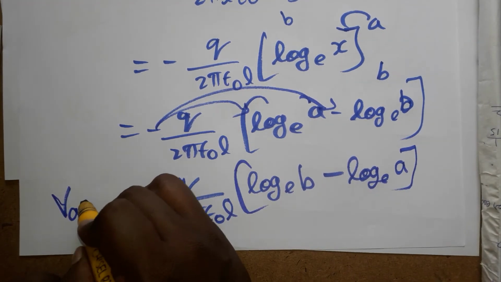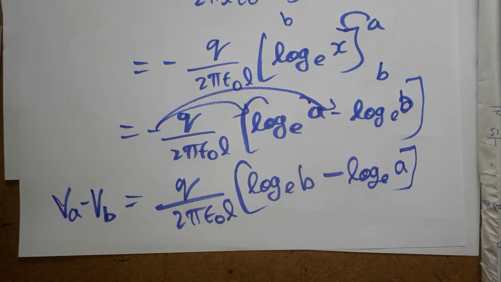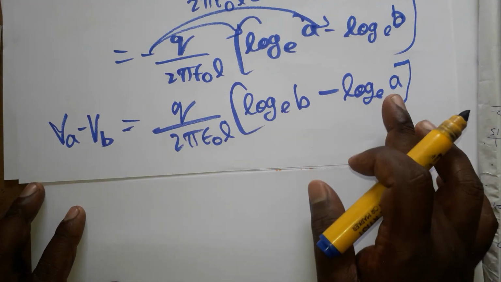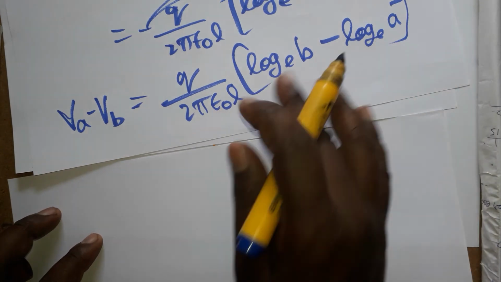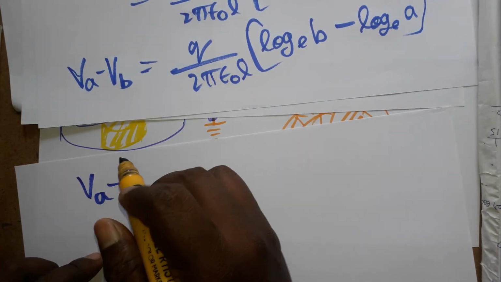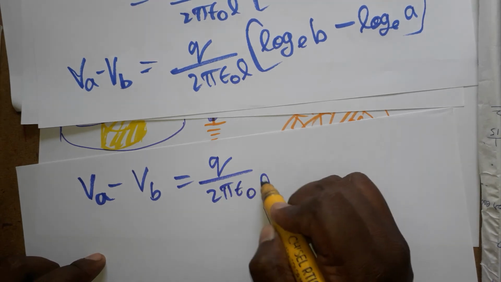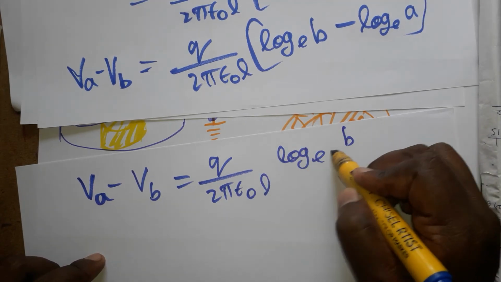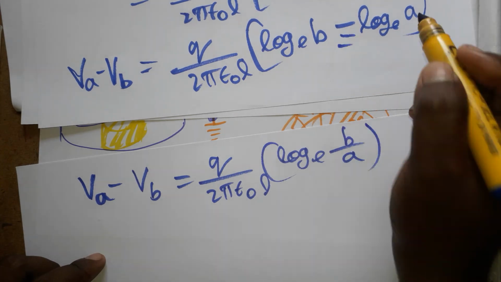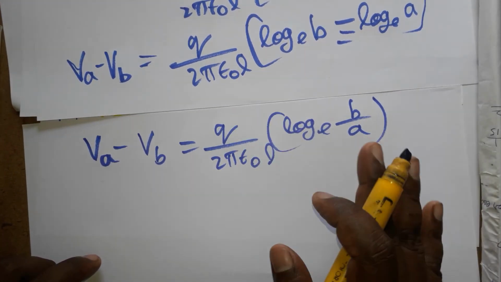So it is the potential difference VA minus VB, the potential difference between the two cylinders. Now in a log, when you are getting subtraction, you should divide the two values. So VA minus VB is equal to Q divided by 2 pi epsilon naught L times log base e of B divided by A. Because here I got subtraction; if you got addition, you have to multiply.